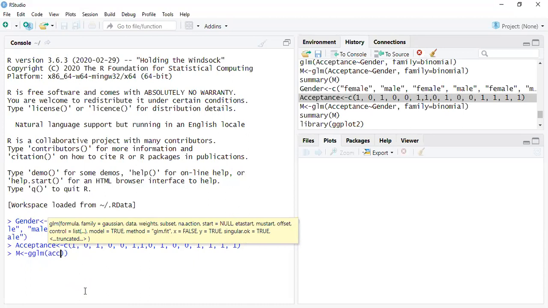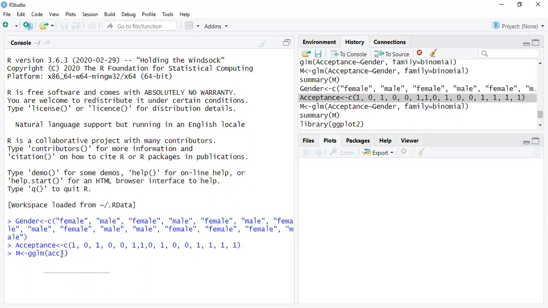So you just get acceptance, then you do a tilde, and then we're doing gender. Then I still write family binomial, even though we did that with the LM. You're going to get the same thing. So let's take a look at this. Why is there two?